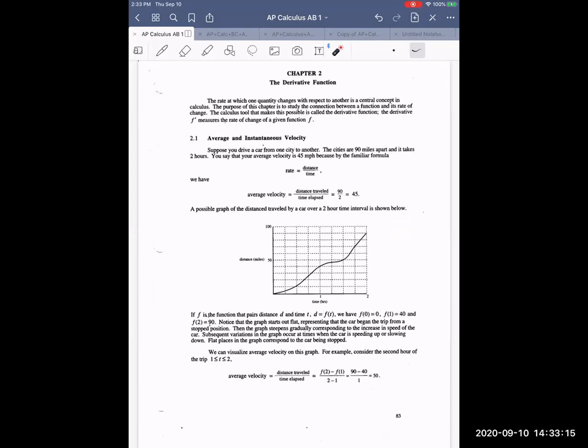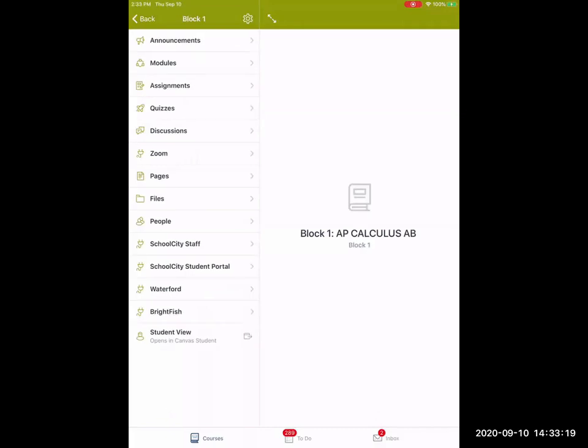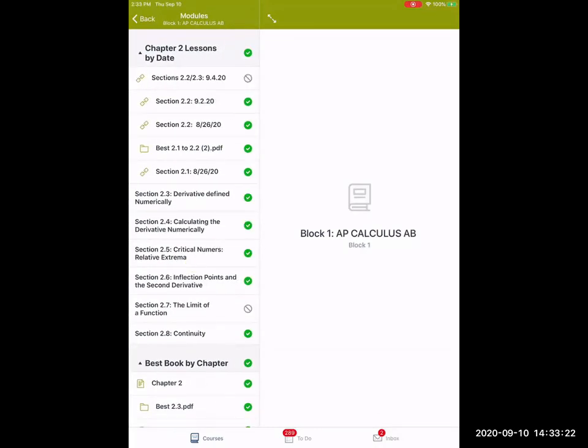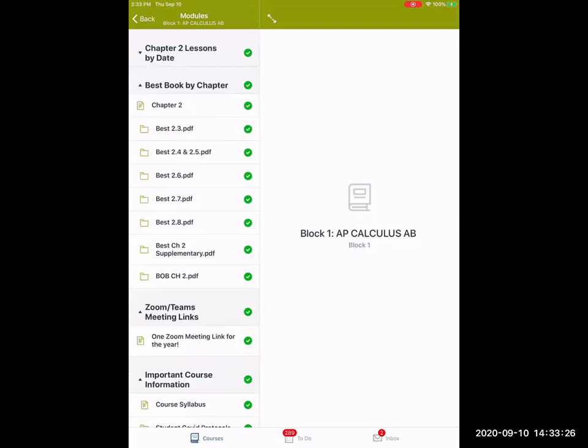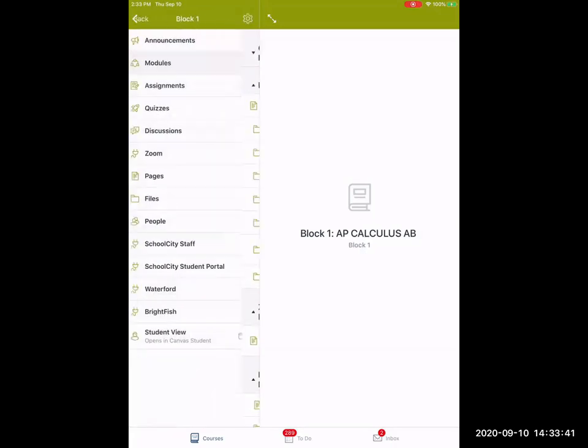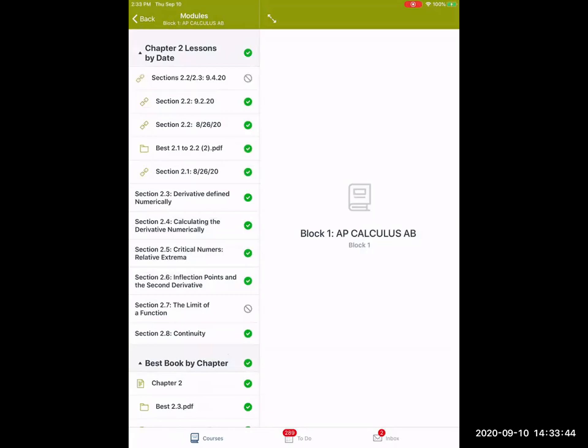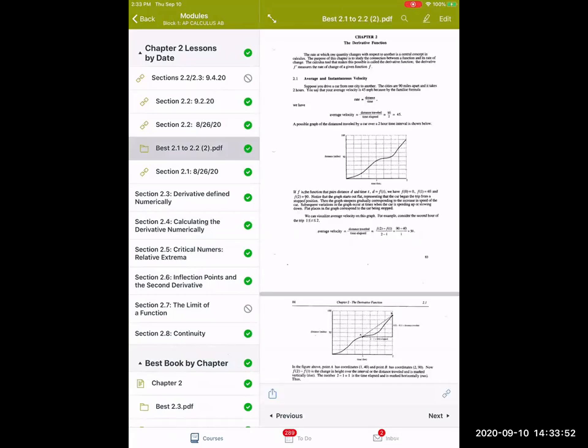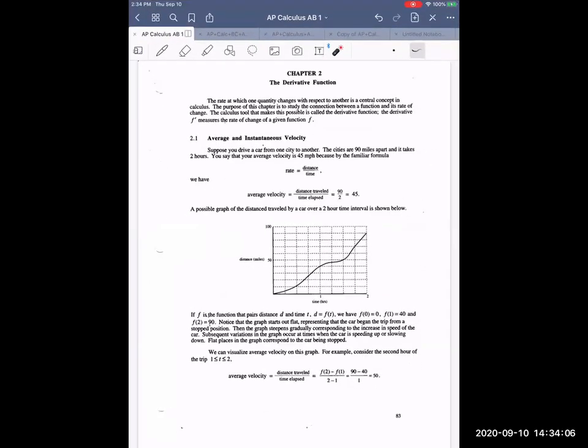But in the meantime, if you go into modules, this is super important. I post the book. If you go in modules, and again, this is just too messy, but you'll see this heading here, best book by chapter. All of the pages from chapter 2 are all listed in here. Let me go back one. Chapter 2 lessons by date. So I have the book sections link. So from the old book, I have it scanned by section. You're going to only be using this book for right now anyway. Calculus is calculus regardless of what book is used, so it's not going to matter. So you have access to all of the pages that I'm projecting here, plus you'll have the video.